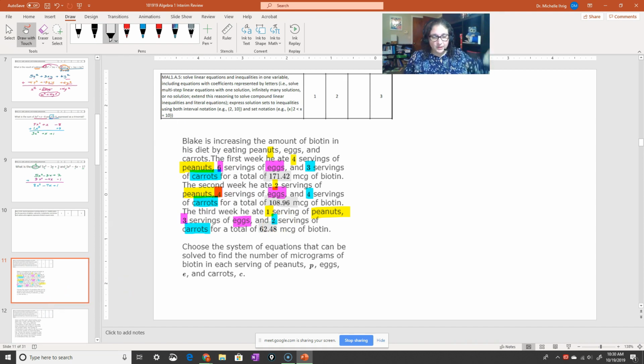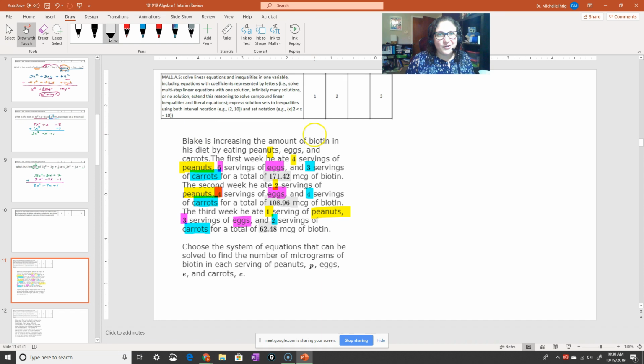So using the system of equations, and it tells us the letters. What are we going to do? Okay, hold on. Someone might have just direct messaged me. Nope, we're good.